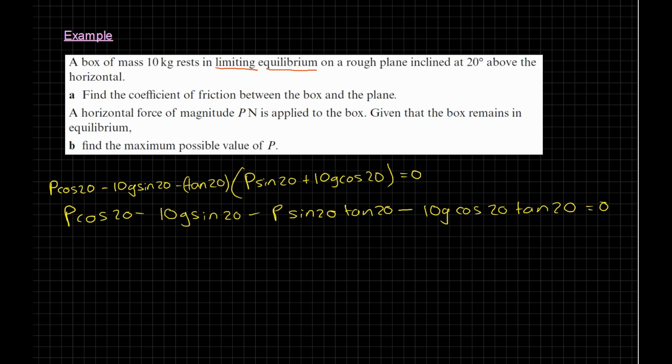Collecting up the P's, I've got P cos 20, so that's that one. I've also got a sine 20 tan 20. And the other stuff doesn't have P, so let's move it to the right hand side. I've got minus 10G sine 20, move it to the right. I've got minus 10G cos 20 tan 20, move it to the right.